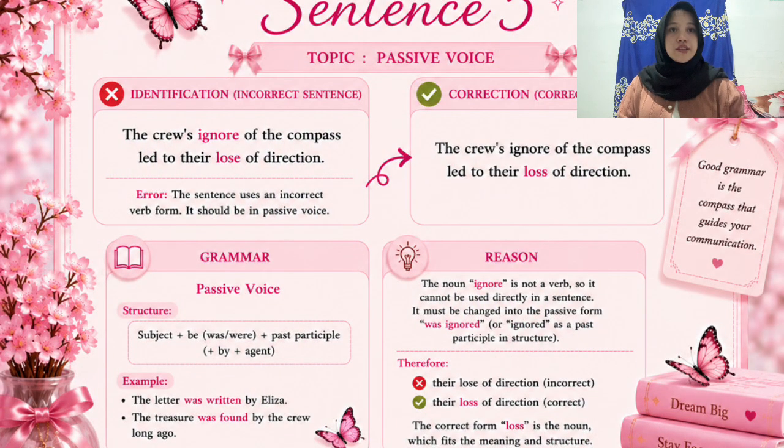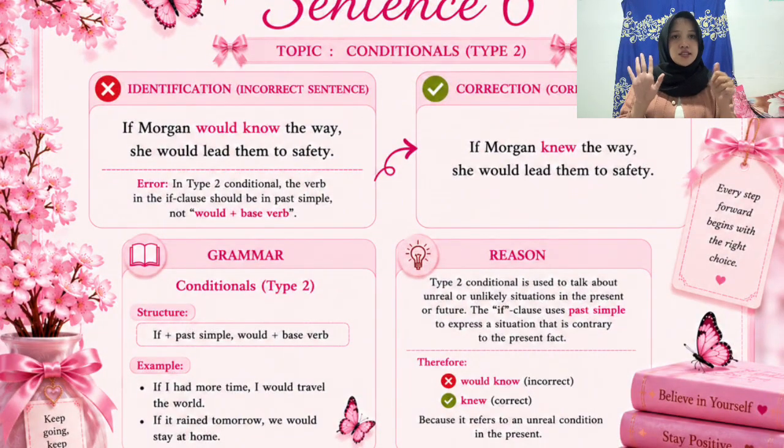Sentence number 5: the crew's ignore of the compass led to their lose of direction. There are two mistakes in this sentence. The correct sentence is: the crew's ignorance of the compass led to their loss of direction. The reason is that the words "ignore" and "lose" are verbs, but this sentence needs nouns, so "ignore" becomes "ignorance" and "lose" becomes "loss".